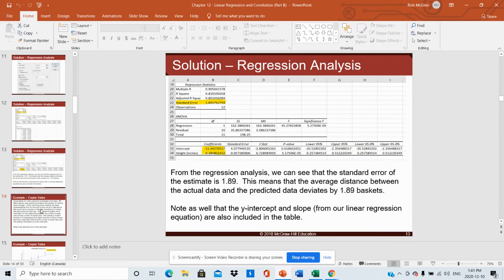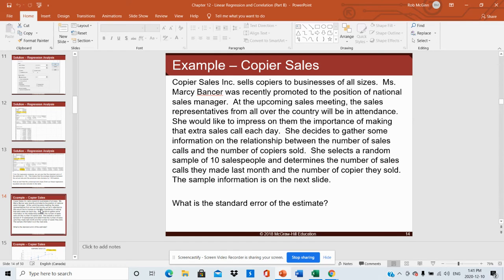All right, so we looked at the standard error of the estimate for the basketball example. I'm going to recommend you pause the video here and see if you can create that table for the copier sales example and figure out what the standard error of the estimate is.